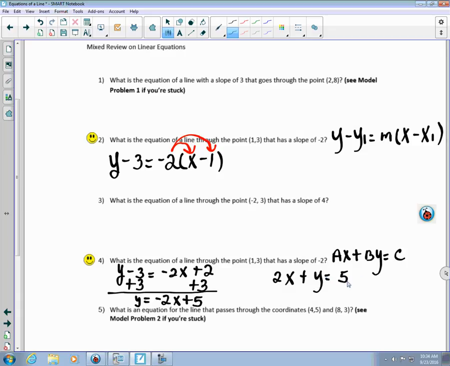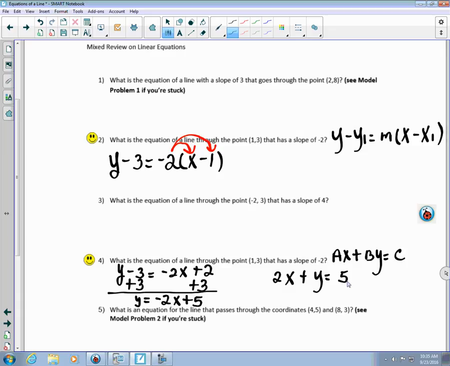I am so happy you guys can understand this because I kid you not, there's going to be a lot of this at the end of the year. Yeah, writing equations of a line. A lot of the test is this right here. Alrighty, so if you can do this, you're good to go.